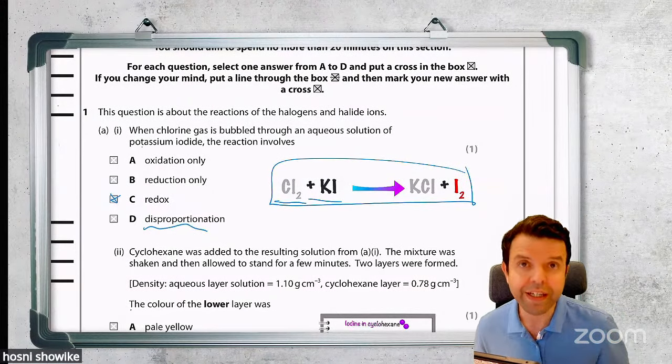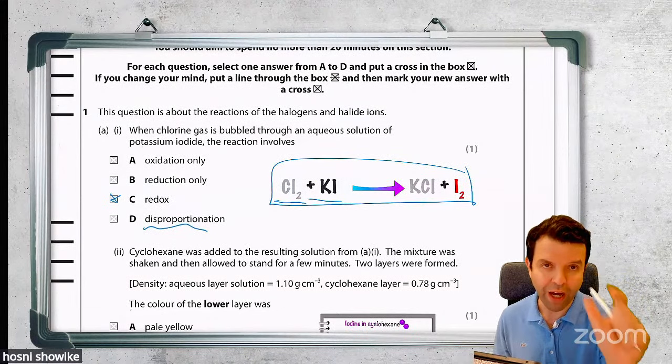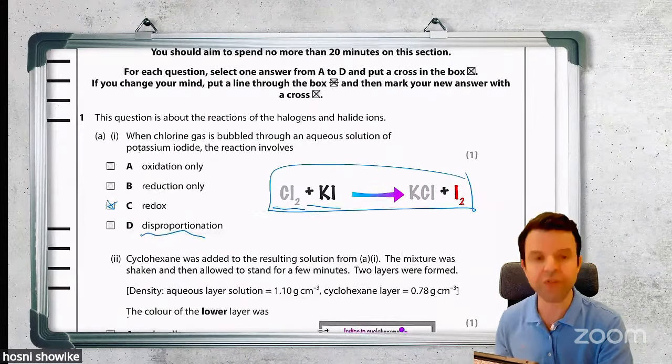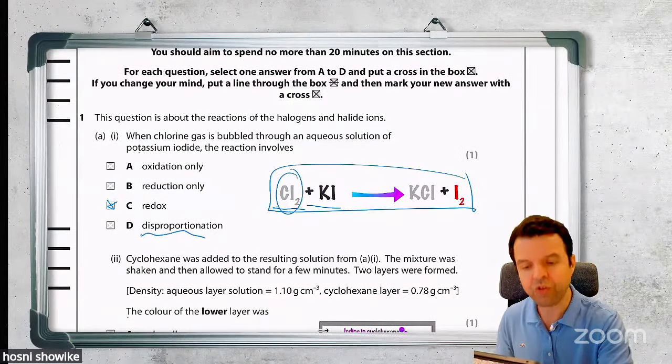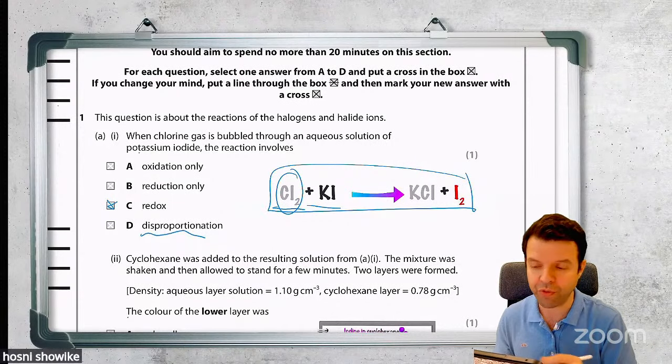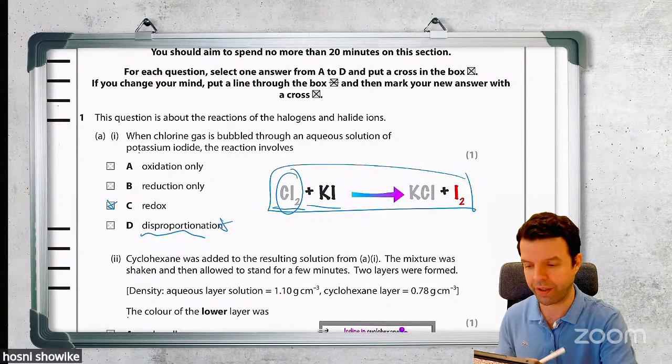Disproportionation is not likely here because to have this case of redox, you need the same element to be repeated 3 times in the same equation. So it can't be this one either.